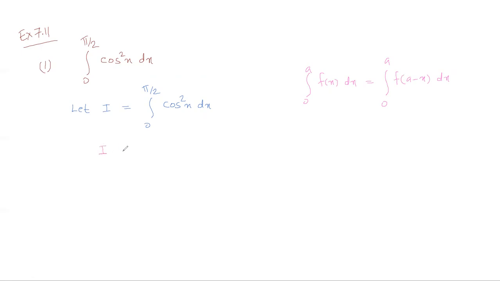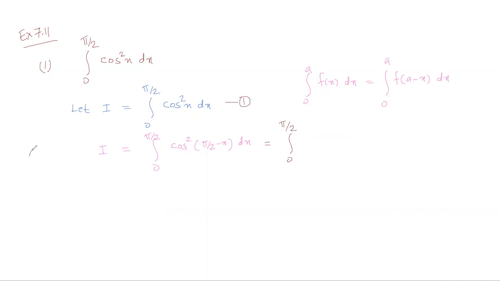So I is equal to integral 0 to pi by 2, in place of cos square x you can write cos square of pi by 2 minus x. It is the same because this property says both are the same. If you write a minus x in place of x, the value will not change. You call this as 1.